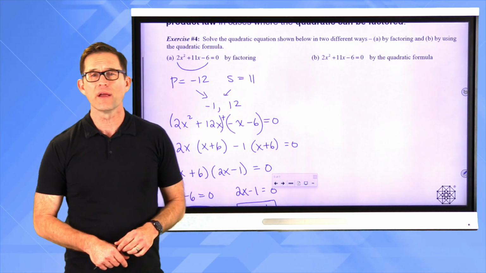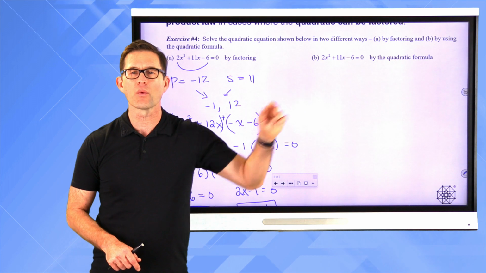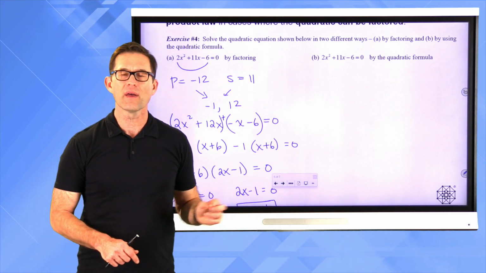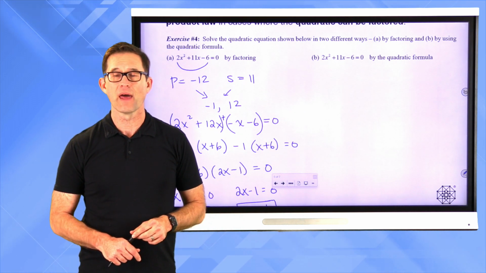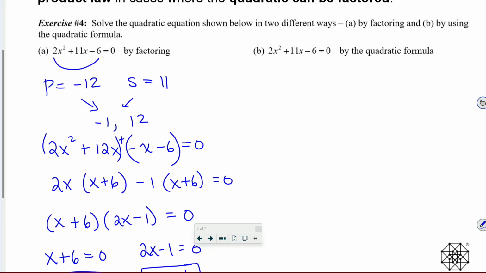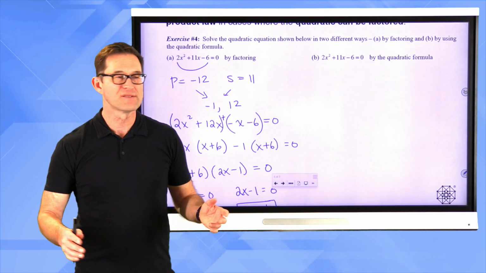Pause the video now and use the quadratic formula to work your way through this problem and see if you get those answers of negative 6 and positive 1/2. All right, let's do it.